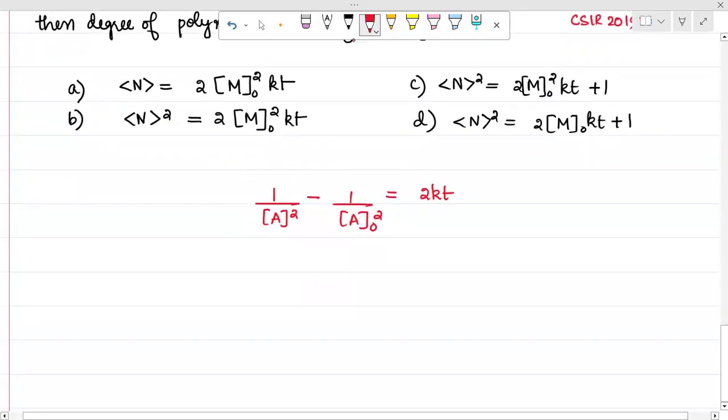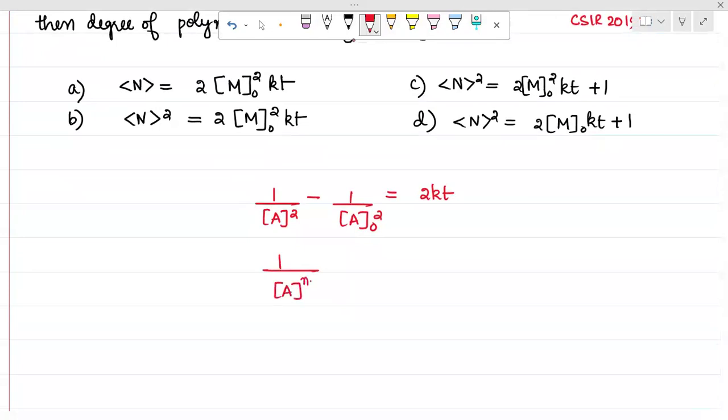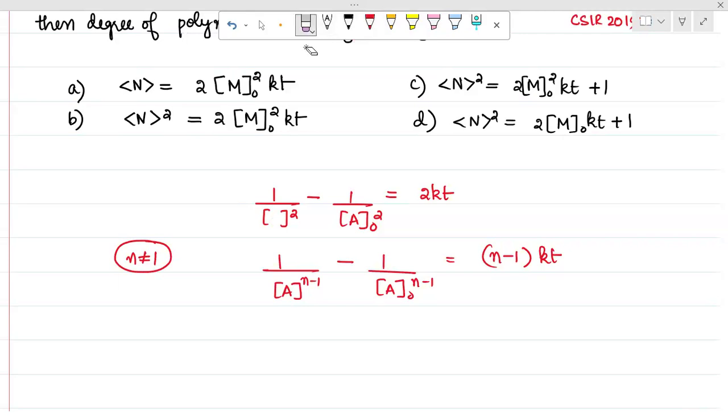How did I get this? The general formula for any order reaction is 1 by A to the power n minus 1 minus 1 by A naught to the power n minus 1 is equal to n minus 1 into Kt. Okay, this is the integrated rate equation for any order reaction where n cannot be put as equal to 1. For rest any values, this can be used. Okay, so let's start with whatever is given in the question. We understood that it is a third order reaction. And for that, you should know the basics of chemical kinetics, correct? Instead of A, they have written in terms of M. So we will also write it in terms of M.